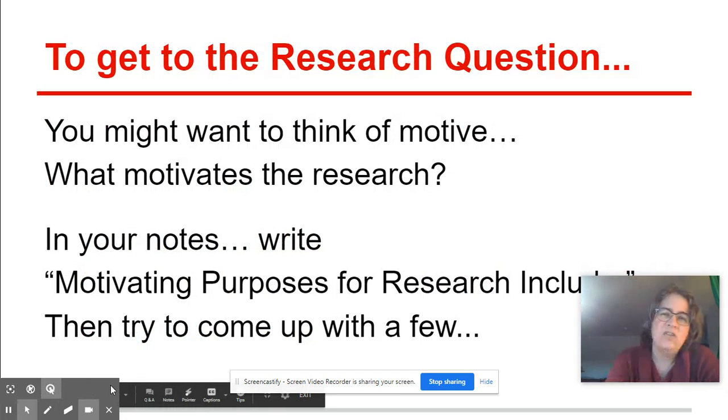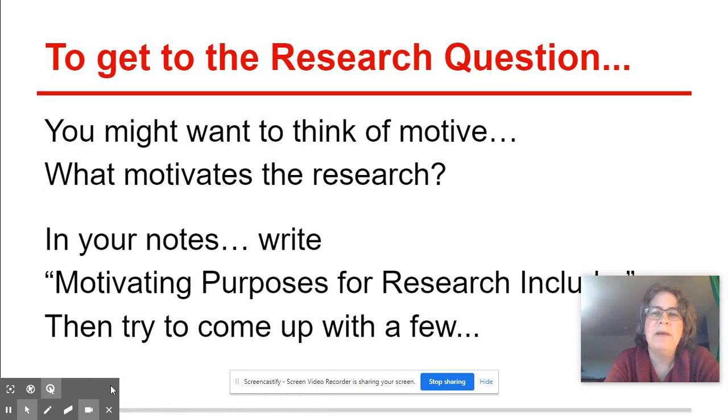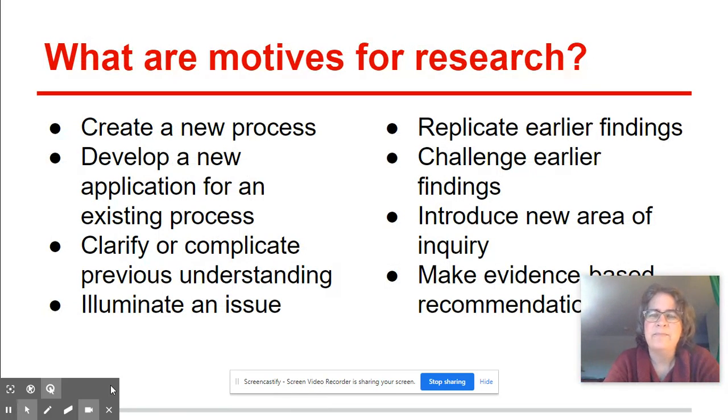When you get to a research question, you might also want to think, well, why would we ever research? Here are some things. In the world, people research in order to come up with a new process. You see that in science and technology. Industry is constantly looking for new ways of doing things, and to do that, you have to do some research. Sometimes there's a process that exists and you wonder, hey, what happens if we apply it differently?